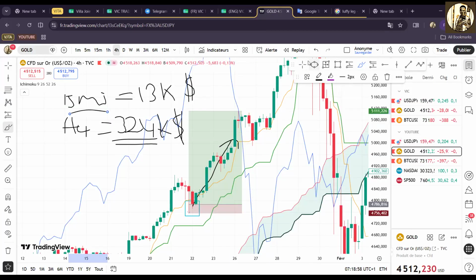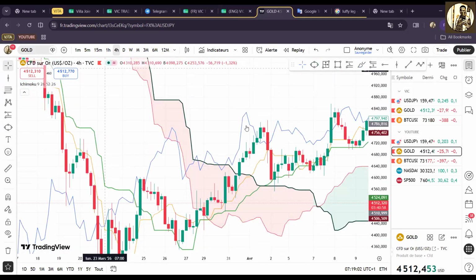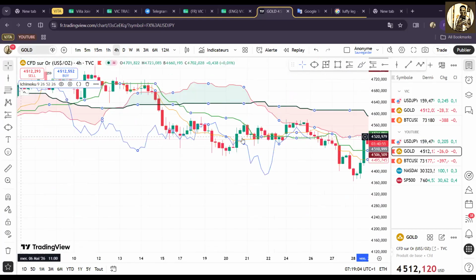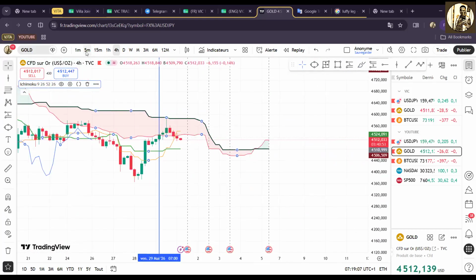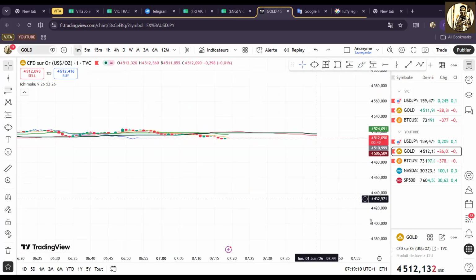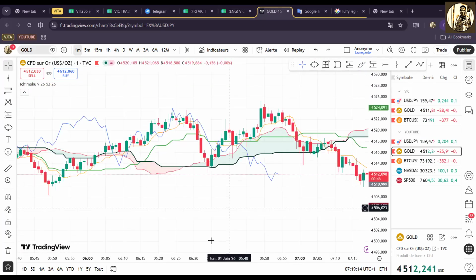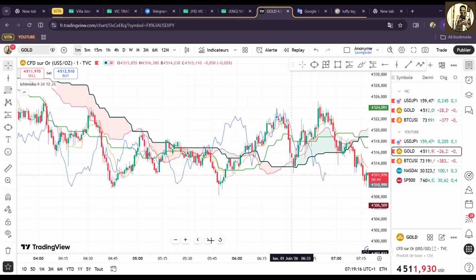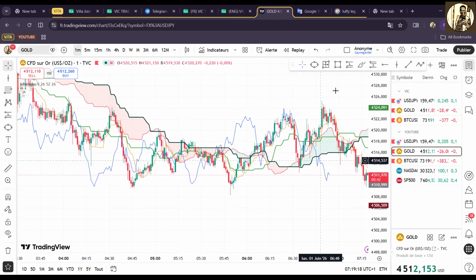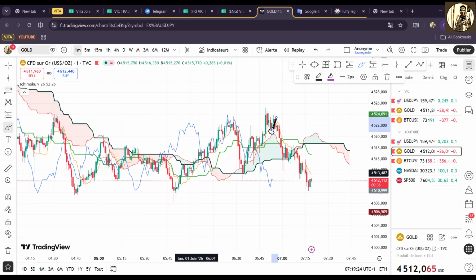Let me tell you another thing. Let's go on 1 minute. I want to emphasize something about Tenkan. The thing with Tenkan is that Tenkan doesn't hold too much in 1 minute. For example, look, this Tenkan in 1 minute just gave this small push. Yeah, this one gave a long push to the upside.